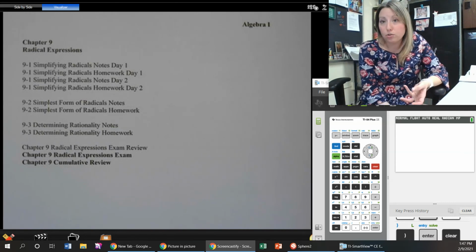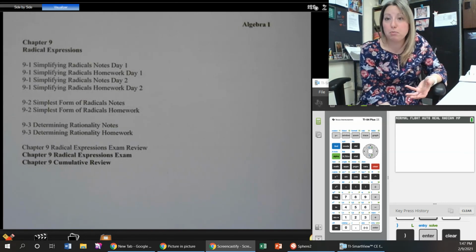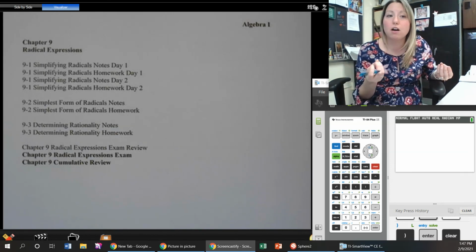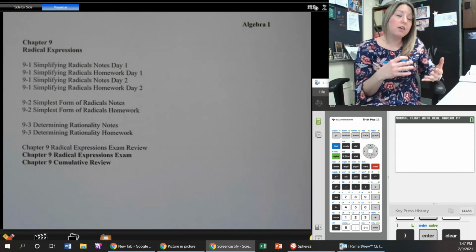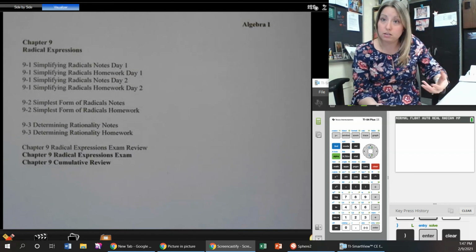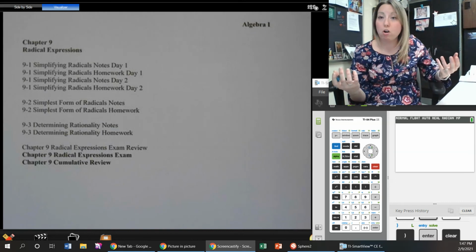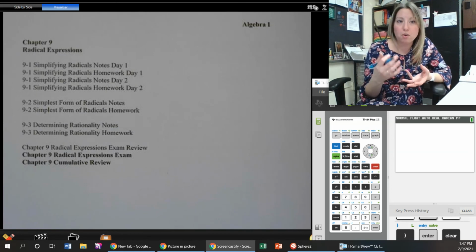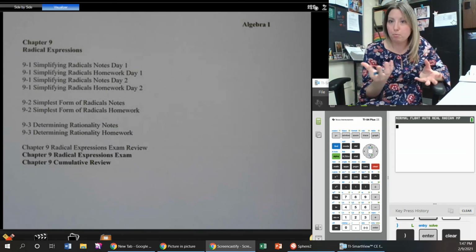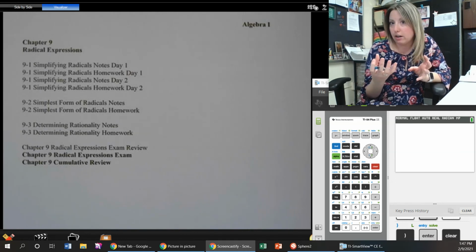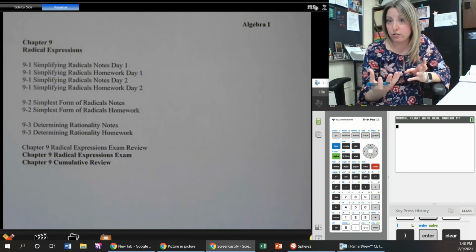It turns out that any number can be under a square root, but it's got different meanings depending on what that value is. And so we're going to talk today about what the square root really means, what the number under it really means, and then how to, what we call, simplify a radical. Then we're going to talk about simplest form of radicals in a little bit more of a higher level setting, and that will be useful for us in chapter 10.